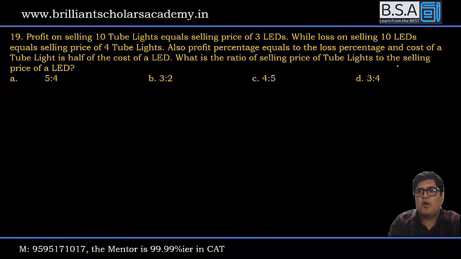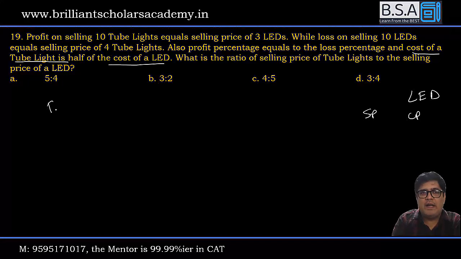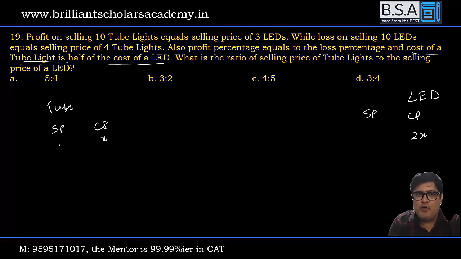Cost of a tube light is half of the cost of LED. So see, for LED, there are two variables. There is SP and there is CP. For tube light, there are two variables, SP and CP. Just now we have been told tube light ka cost price आधा है LED से. I'll assume the cost price as 2x. I will assume as x. Selling price I am assuming as a new variable. Let us call it A and let us call it B. Three variables. I'll try to work out with all calculations.